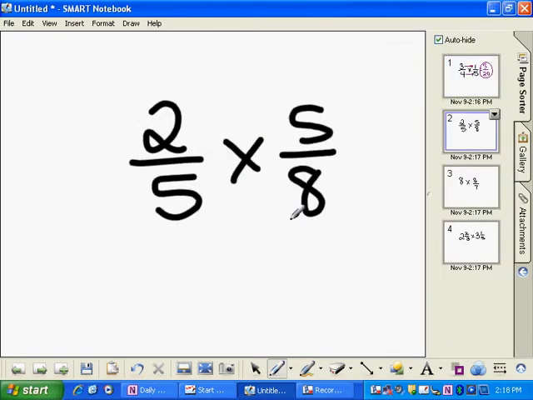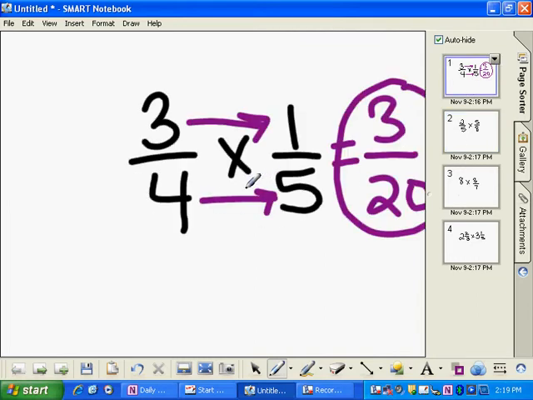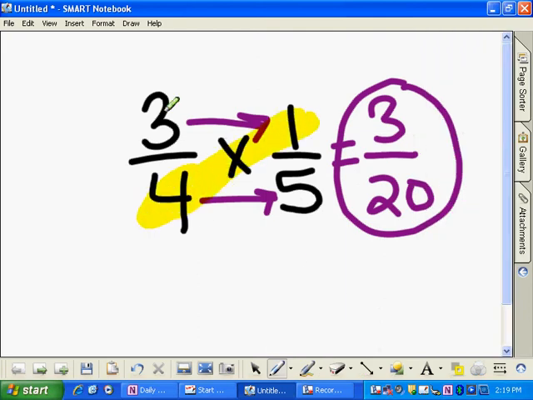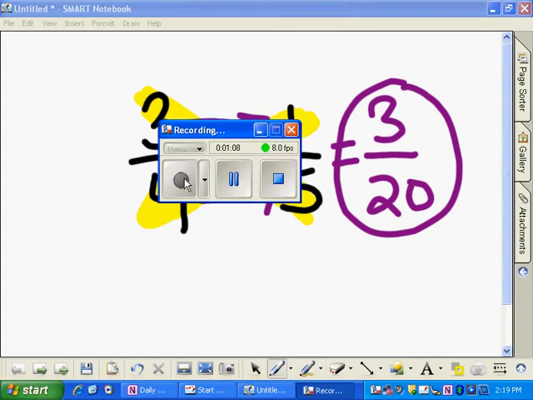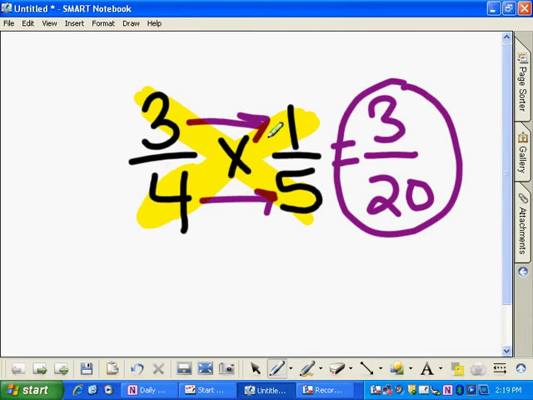Now there are times when you can simplify beforehand. Like with this problem, you can look at the diagonals and see if they have any common factors. And 3 and 5 do not have any common factors. And 4 and 1 do not have any common factors. So when I look at the diagonals, there are no common factors of 3 and 5, and no common factors of 4 and 1. So this cannot be simplified beforehand, okay?